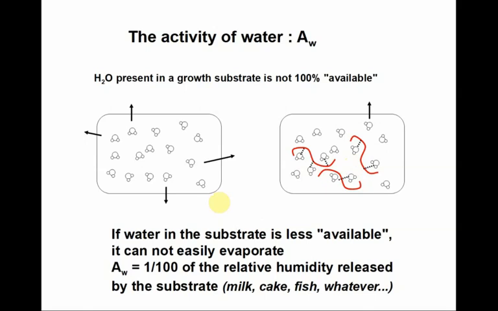So basically, the activity of water is 1/100th of the relative humidity which is released by the substrate, whatever it is. Bowl of milk, some cake, a fish. You can apply this to any kind of foodstuff. So it's very important in food microbiology.